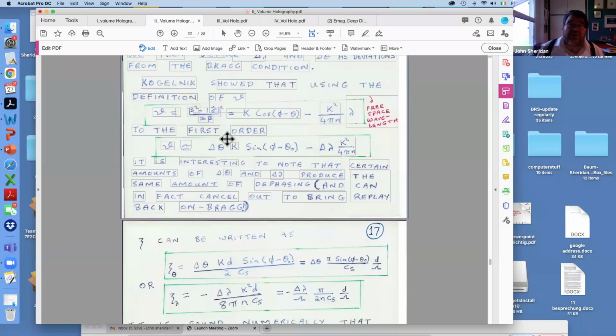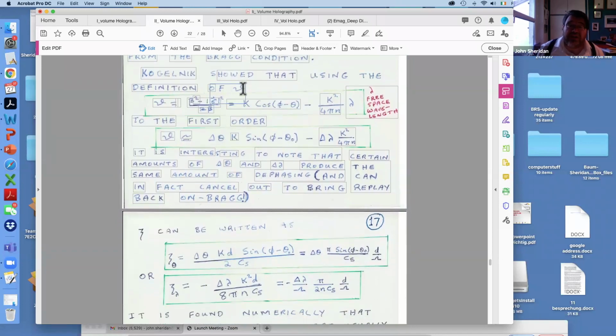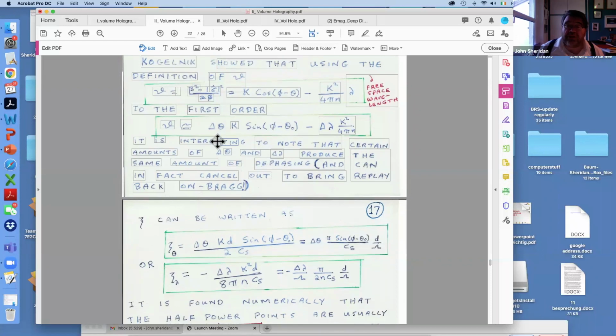And Kogelnik showed that using this definition of the dephasing parameter, the definition we gave, where lambda is the free space wavelength, to the first order, that dephasing parameter can be written as follows. So you simply substitute in: everywhere you've got theta, you put theta 0 plus delta theta, and everywhere you've got lambda, you put lambda 0 plus delta lambda. And if you do that and you expand it out, you can see that you're going to get a dephasing parameter, which is effectively given by this formula here, this perturbation.